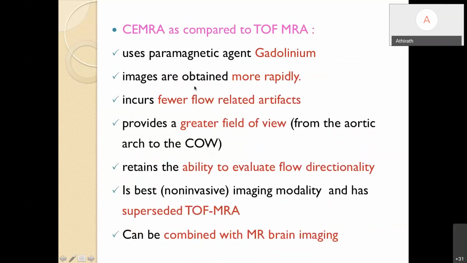But contrast enhanced magnetic resonance angiography, as compared to TOF MRA, has certain advantages. That is, it uses gadolinium contrast. Images are obtained more rapidly. It incurs fewer flow-related artifacts. It provides a greater field of view. It retains the ability to evaluate flow directionality. It has superseded TOF MRA, and it can be combined with MR brain imaging.